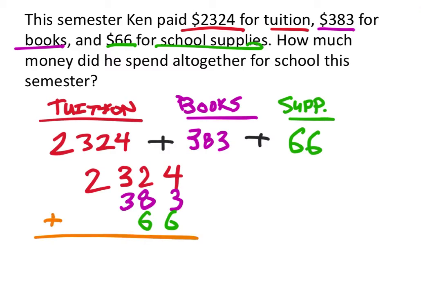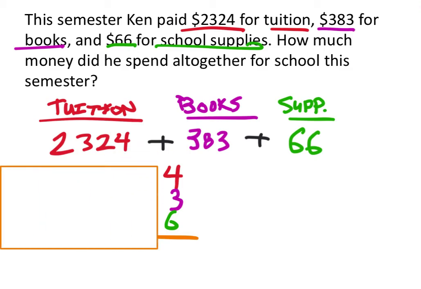And we're going to add these together, and whatever we get out of that will be our sum, which would be how much money Ken spent on school this semester, right? So I'd start with my ones place value here, and I guess I'll pull up a box this time, so it helps us focus on each place value individually.